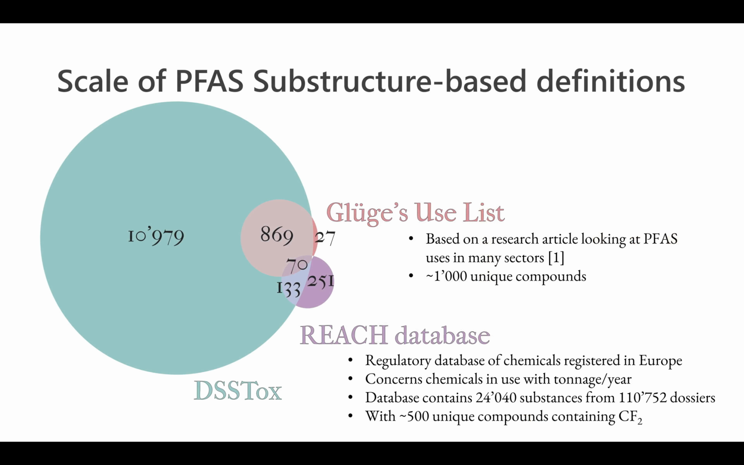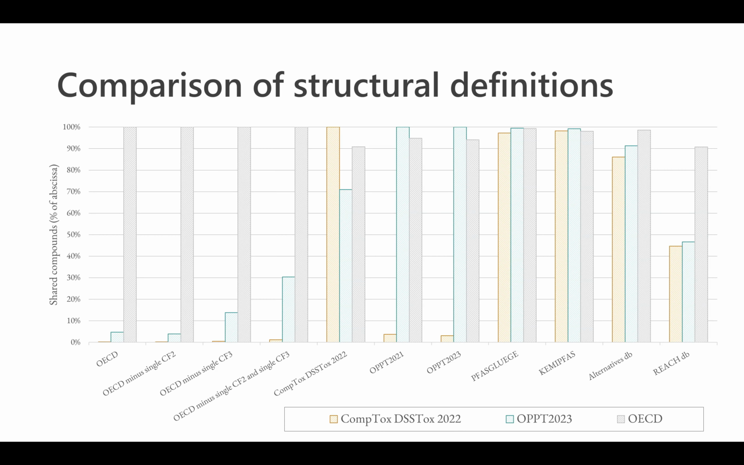Let's look at this in more detail. So going back to these definitions, to these lists, and what they contain. The REACH database contains chemicals registered in Europe that are used at least in some quantities. It is based on the data submitted to ECHA and contains about 500 unique compounds that have a CF2. The Kluge's use list is based on a research article that looked at PFAS used in many sectors. The list contains about 1,000 unique compounds. We see that most compounds in Kluge's list are captured by the DSSTox definition, but that half of the REACH list is not in it.